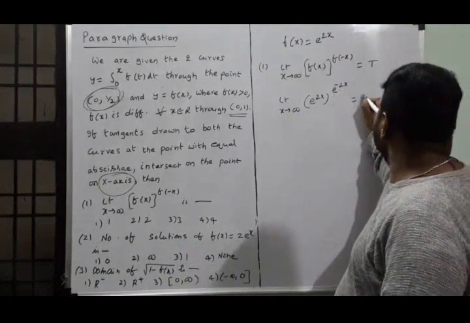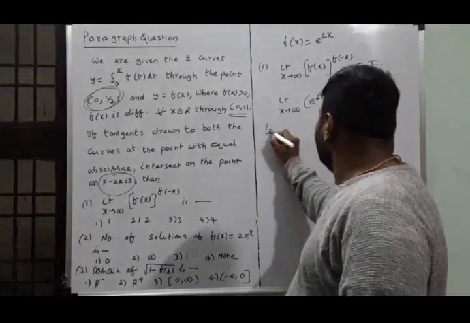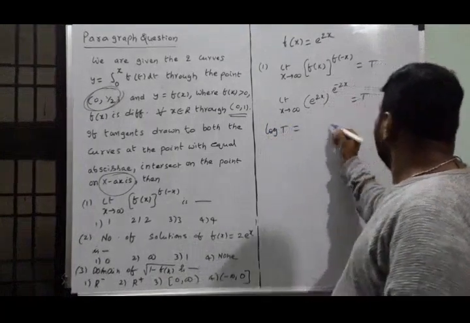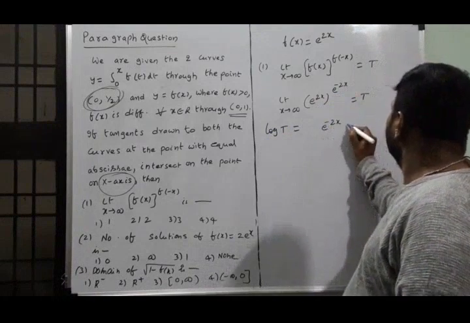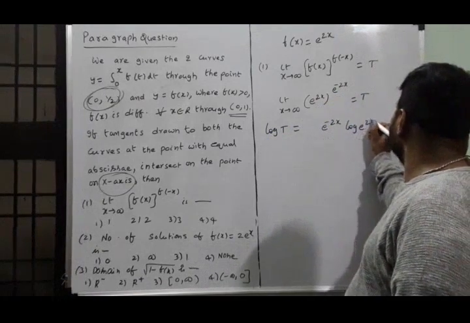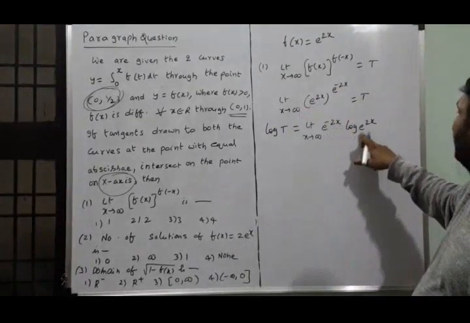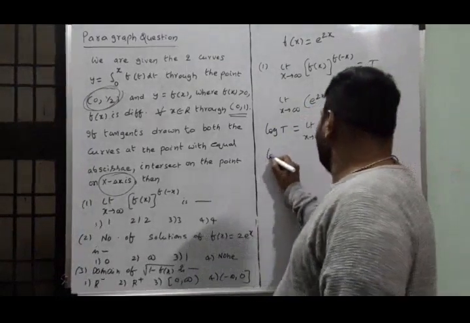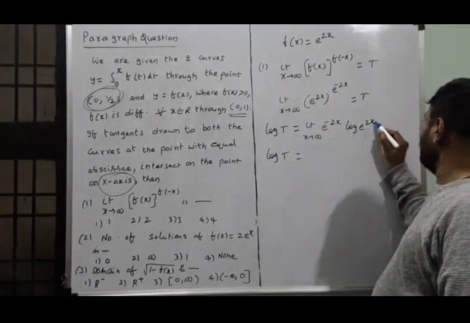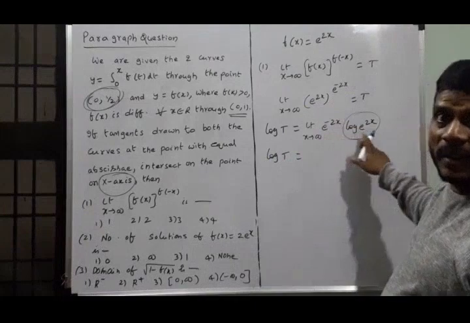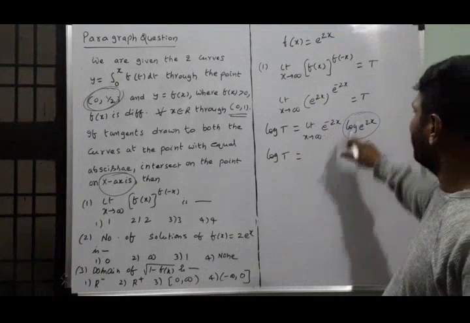E power minus 2x is equal to t. Now apply logarithm on both sides. By applying logarithm, log t is equal to limit x tends to infinity, e power minus 2x into log of e power 2x. Here, log of e power 2x, what is this value? 2x log e, and log e is 1, so you will get 2x.